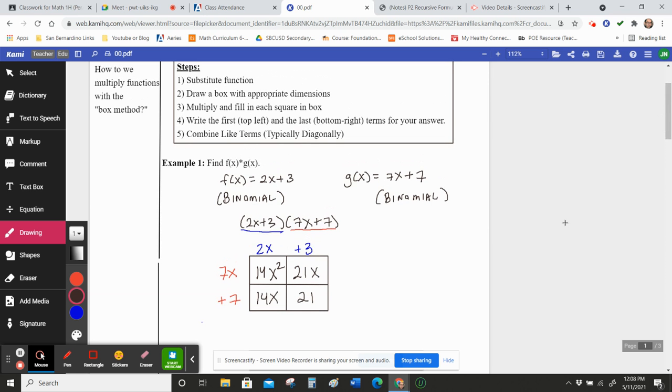Draw the box with appropriate dimensions. That was a 2 by 2 box, so we did that. Step 3 was multiply and fill in each square of the box. We did that by multiplying and filling out each square, right? So according to the rows and the columns multiplication. And then finally, step 4 is write the answer.